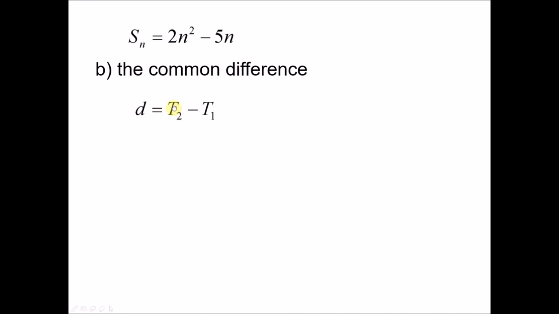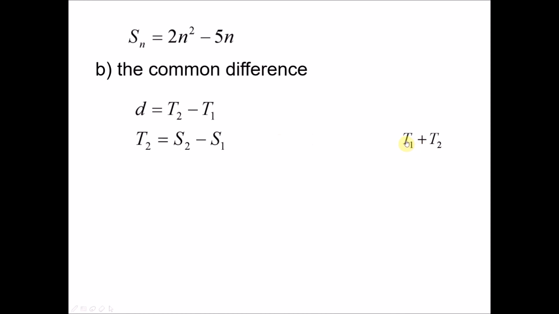We don't know the value of T2, the second term. So we need to use this to help us find the second term. Actually, T2 equals the sum of the first 2 terms minus the sum of the first term. How do I get this? If you don't understand this, I'll show you how.